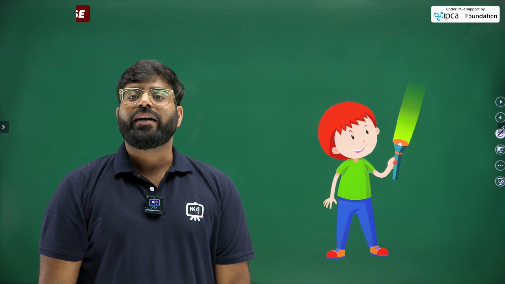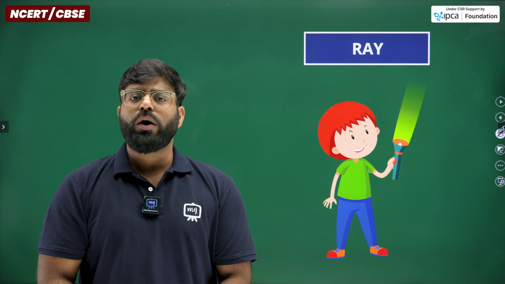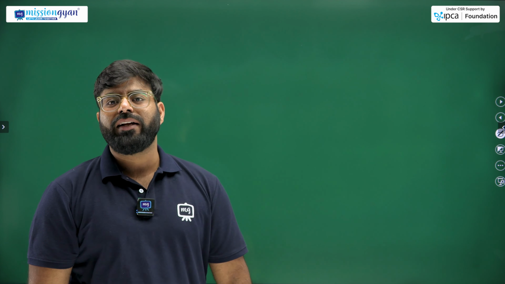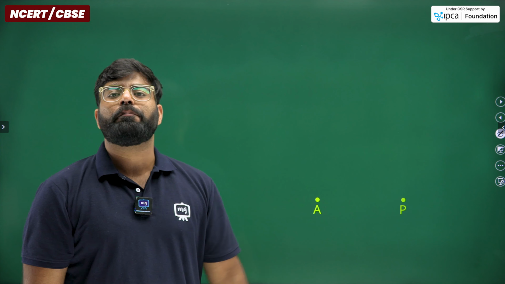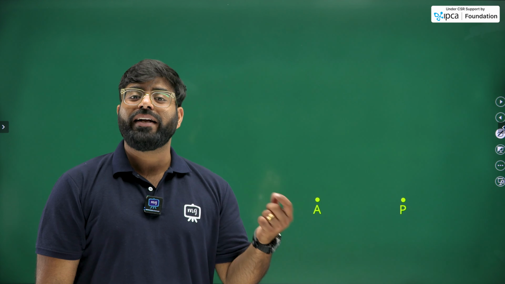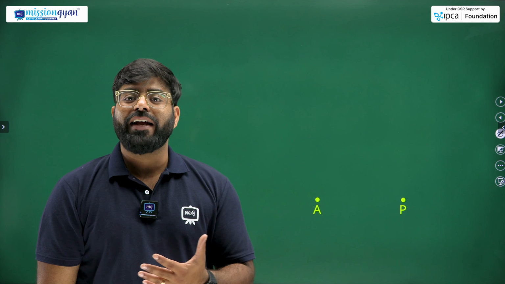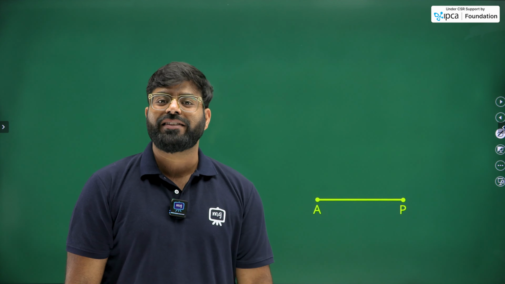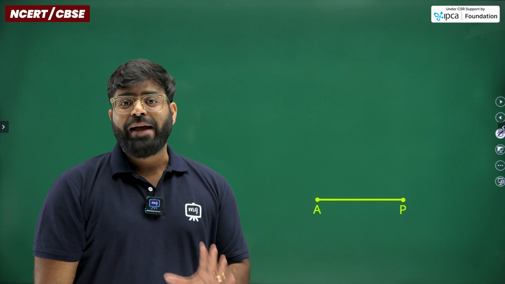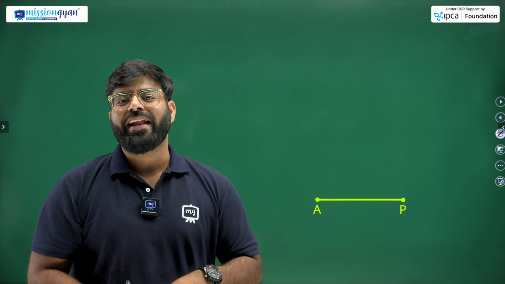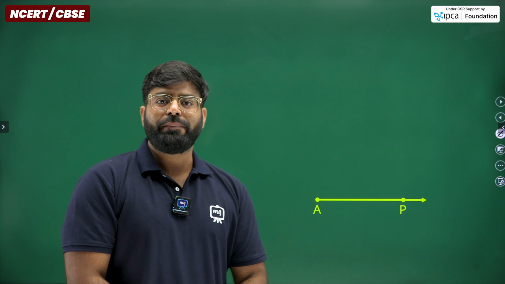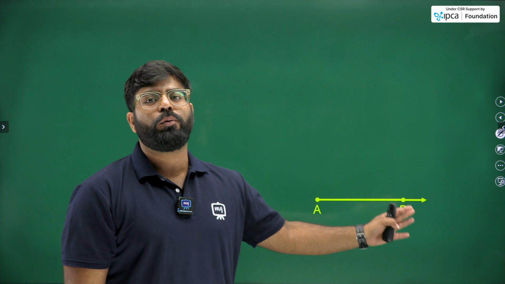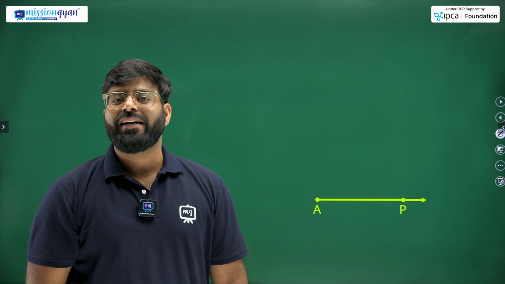Next part is what is a ray. So what is a ray? Let's check on the screen. Again, we will take some points. Let's take point A and point P, and we are joining them with the shortest distance. But here I am not extending it in both the directions, I am extending it only towards point P. That means if I am extending it towards point P, what I am getting is a ray.